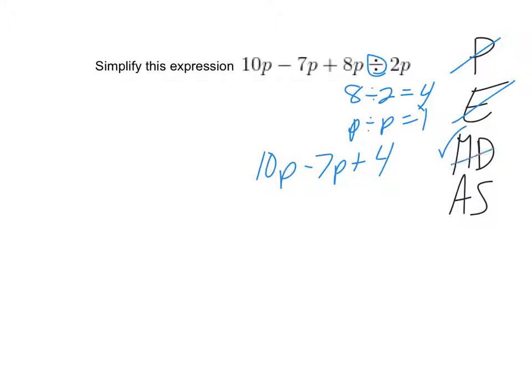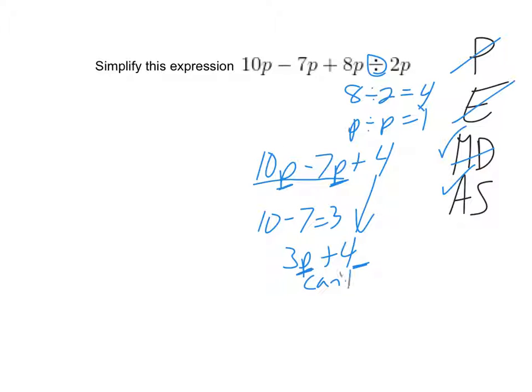There's no more multiplying or dividing, so I can go to adding and subtracting from left to right. I've got 10p minus 7p. They have the same variable, so I can take 10 minus 7 and get 3. So my answer is going to be 3p, and I'm going to bring down that plus 4. Now if I try to add these together, you'll notice 3 has a p with it and 4 does not, so I can't add those together. I have to keep them separate, so my final answer would be 3p plus 4.